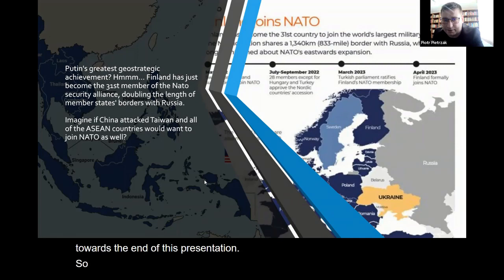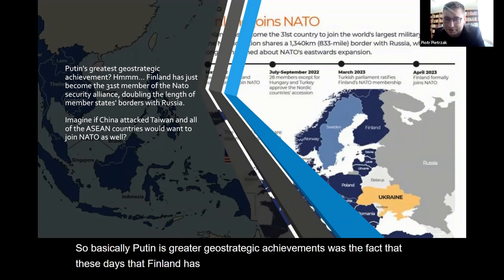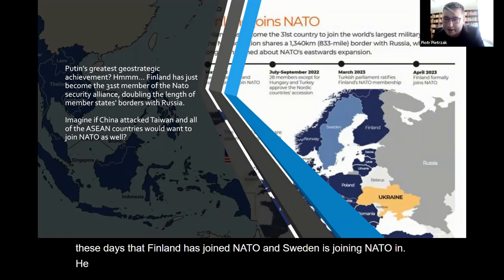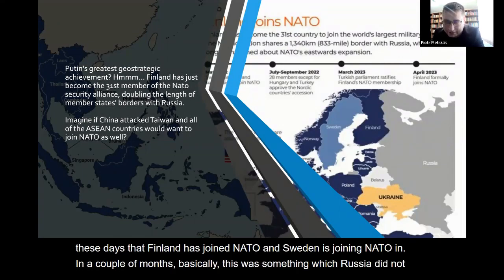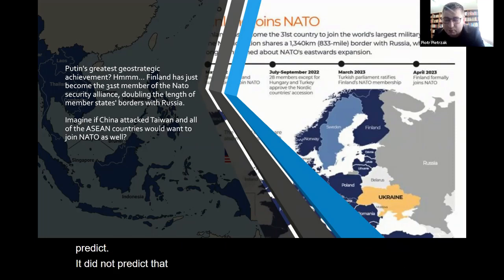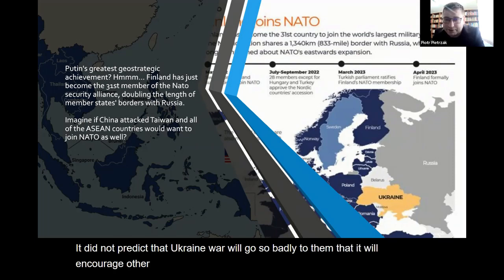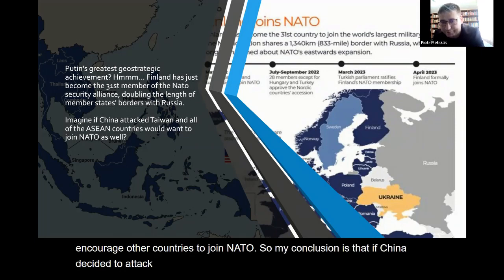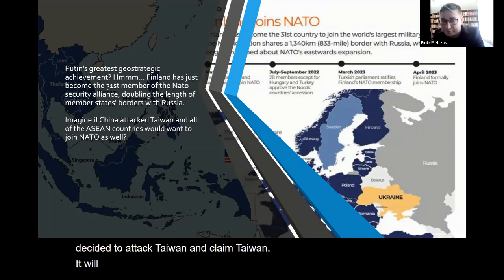So basically, Putin's greater geostrategic achievement is the fact that these days Finland has joined NATO and Sweden is joining NATO in a couple of months. This was something which Russia did not predict. It did not predict that the Ukraine war would go so badly for them that it would encourage other countries to join NATO. So my conclusion is that if China decided to attack Taiwan and claim Taiwan, it might persuade ASEAN countries to join NATO as well.